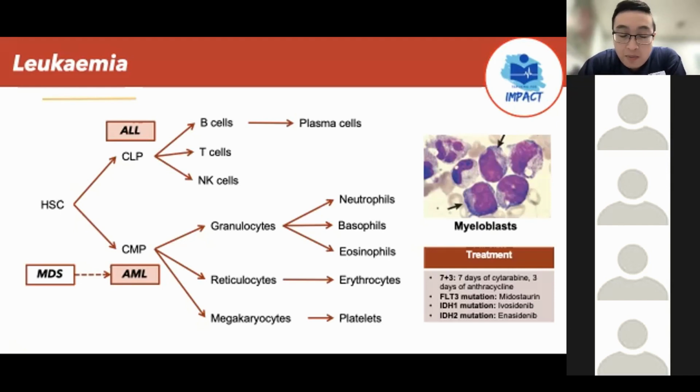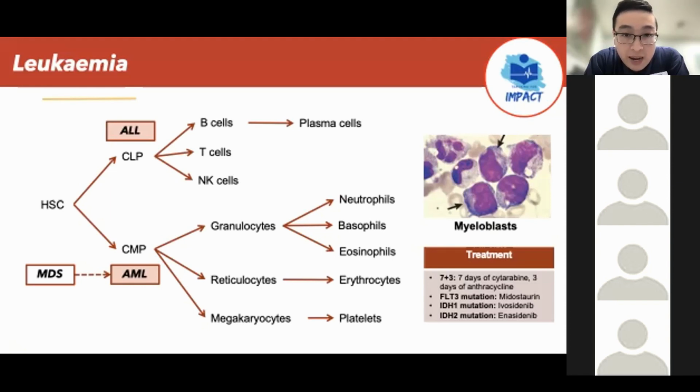AML has been associated with a lot of different things that have been shown to cause or contribute to the risk of developing AML, including some environmental factors like chemicals, radiation, smoking, chemotherapy, viruses, retroviruses as well. But in some instances, AML actually evolves from a precursor condition called myelodysplastic syndrome.